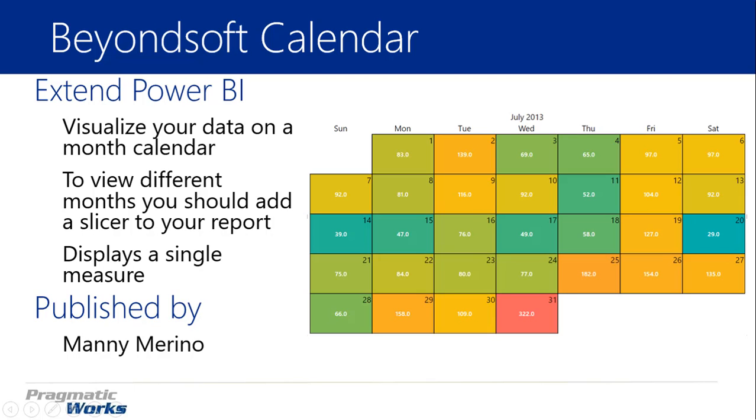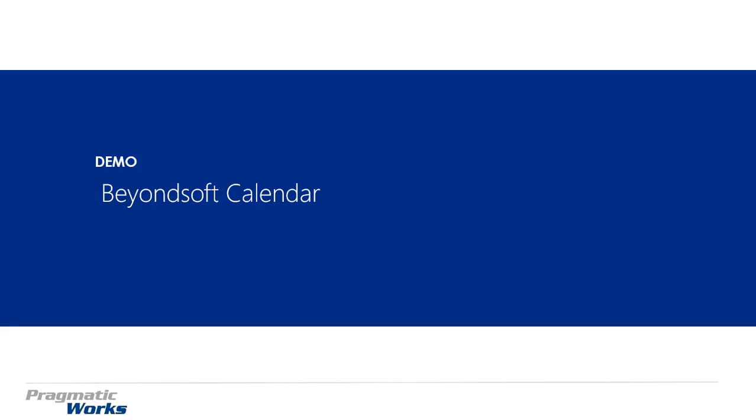Because it only shows a single month, if you want to see different months displayed on your report, you'll want to do something like adding a slicer. That slicer gives you the ability to toggle back and forth between the months and choose the month you would like displayed. So bring in a slicer or a filter of some kind and filter to the particular month you care about. All right, so that's a brief overview. Let's walk through how you can use the Beyondsoft Calendar and how to get started with it, in our own example here.